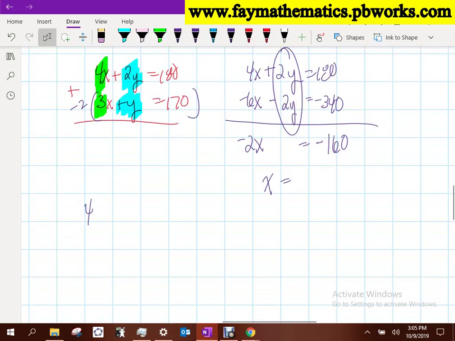I apologize. We'll fix it. 4y plus 2x equals 180. This is 3x plus 1y equals 170. Okay. I apologize.